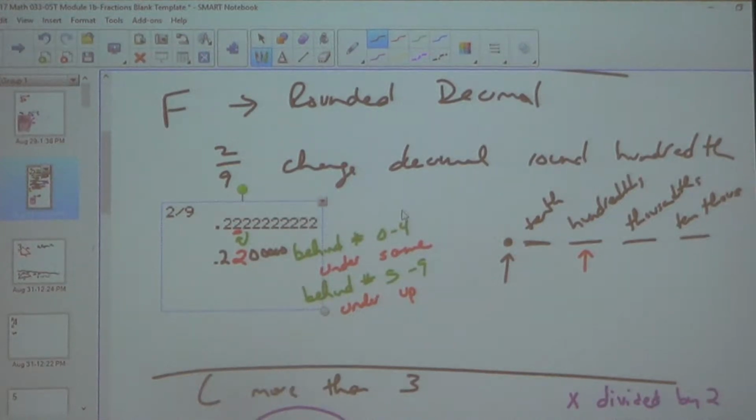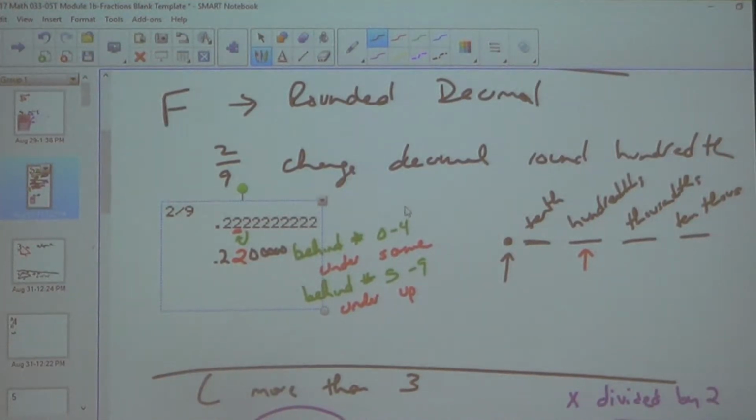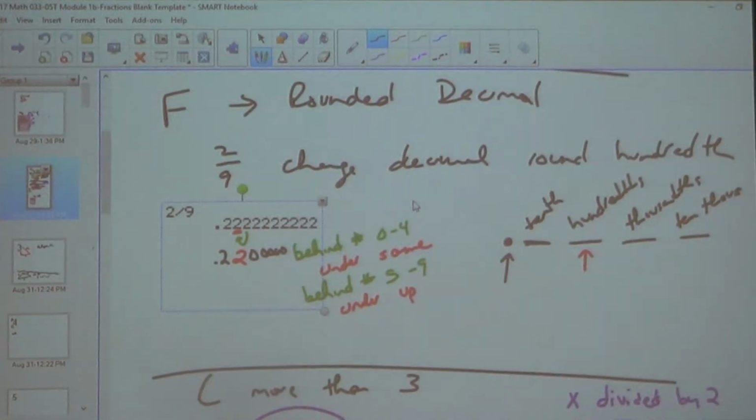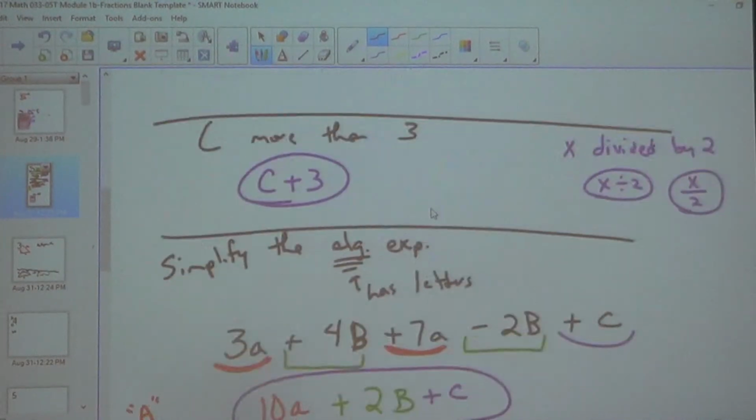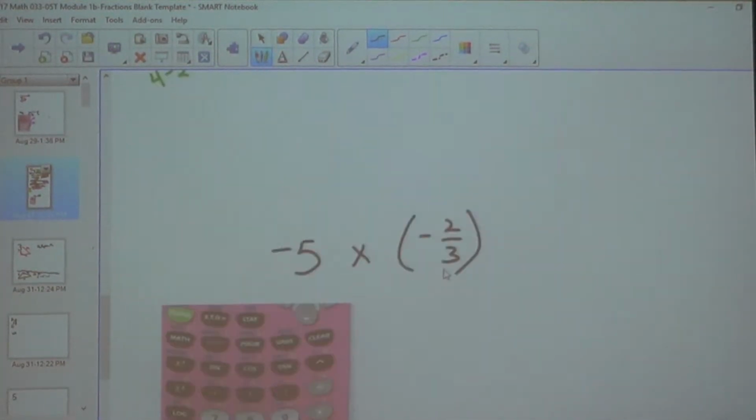Cool? We're going to do some more rounding in just a minute. Rounding is something you either get really easy or you struggle with. We're going to practice that. Let's see what else. Didn't have anything else.